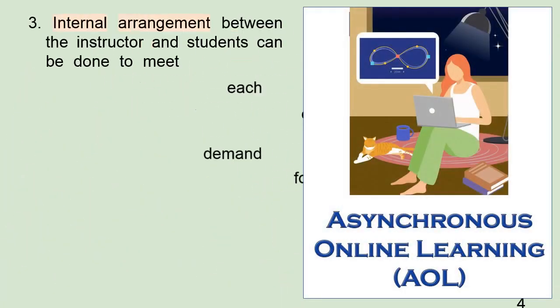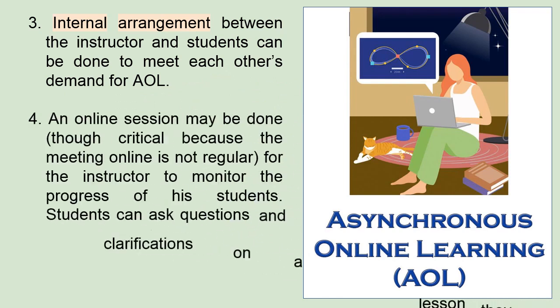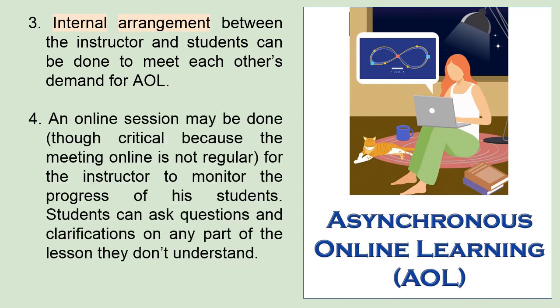Number 3. Internal arrangement between the instructor and students can be done to meet each other's demand for AOL. Number 4. An online session may be done, though critical because the meeting online is not regular, for the instructor to monitor the progress of his students. Students can ask questions and clarifications on any part of the lesson they don't understand.